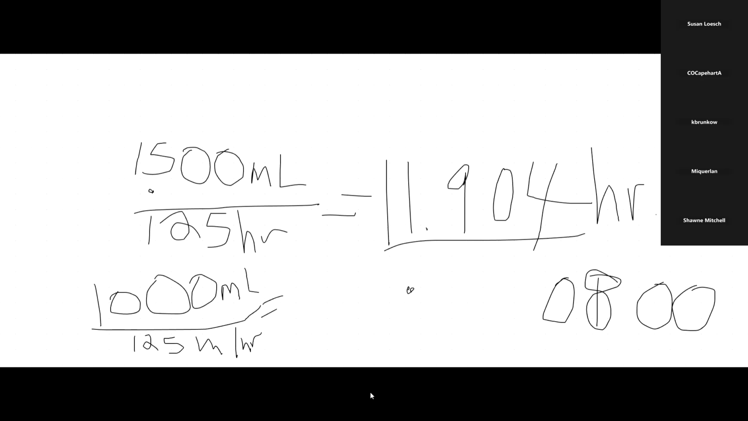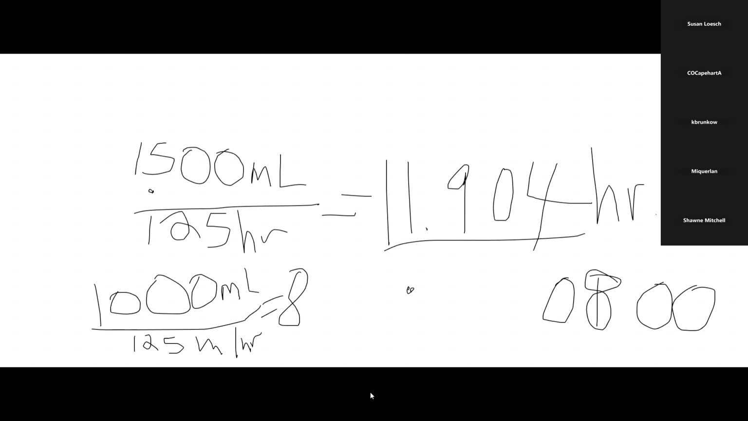So if I just had to add 8 hours onto 0800, what time would my IV end? At 4 p.m., right? Or 1600 military time. But what happens when your number doesn't end up a whole number like this?